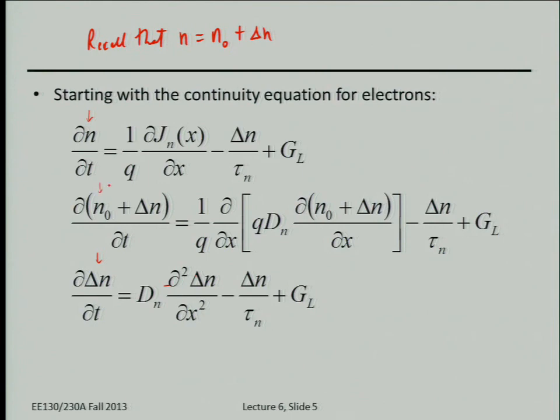Does that make sense? So it turns out that the minority carrier diffusion equation is just an equation for the excess carrier concentration. And this equation is only valid for p-type material, because we're talking about electron concentration, and electrons are only minority carriers in p-type material. Okay, so this is for p-type material.